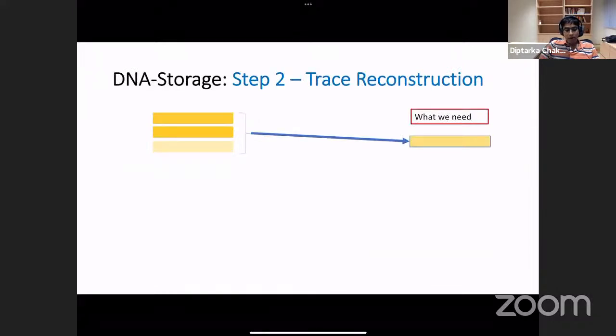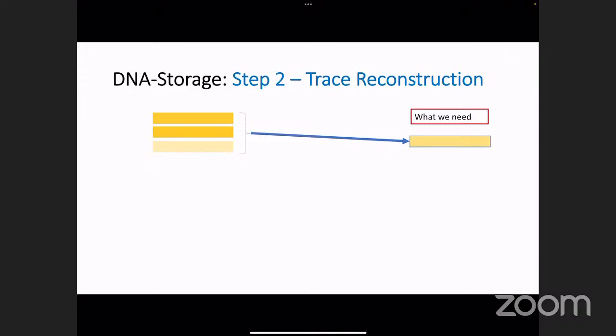And now let me go to a slightly different problem. So is there any question so far on the trace reconstruction problem? Like on the problem formulation, previous work, anything? No, it looks like we're all good here. Okay.